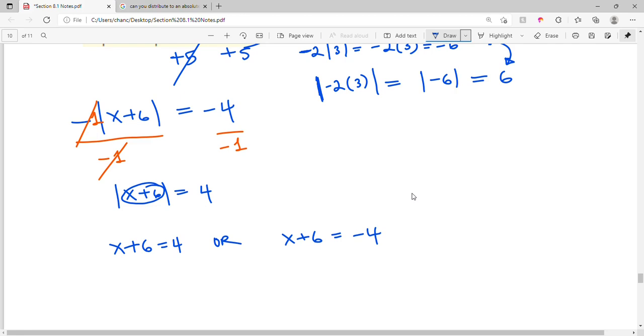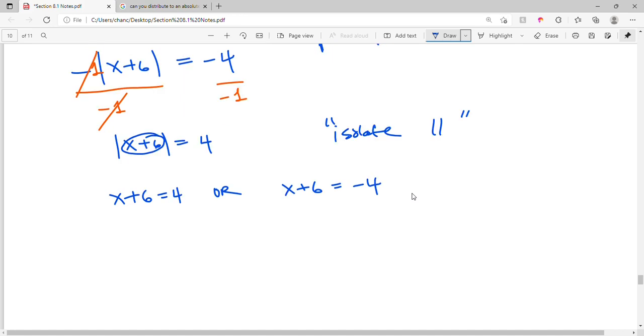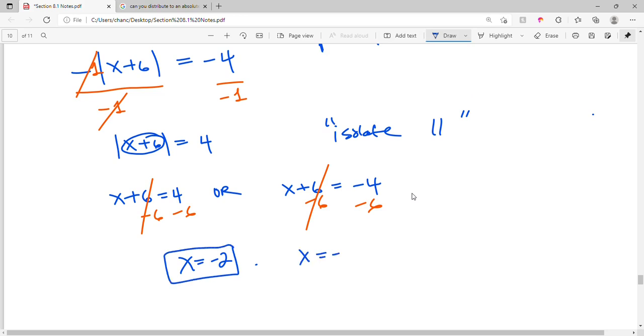Only set into two separate equations if you can isolate the absolute value. Again, isolate that absolute value. We can solve for x now. I can subtract 6 from both sides, and we'll get two solutions. x equals negative 2 is our first solution, and x equals negative 10 is our second solution. So we'll write my answer as negative 10 comma negative 2 in curly brackets.